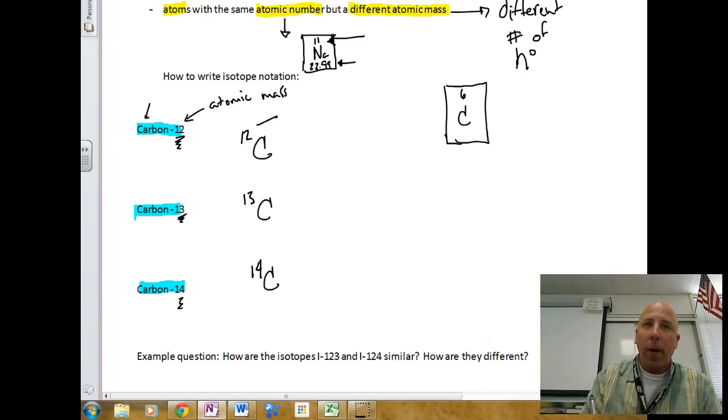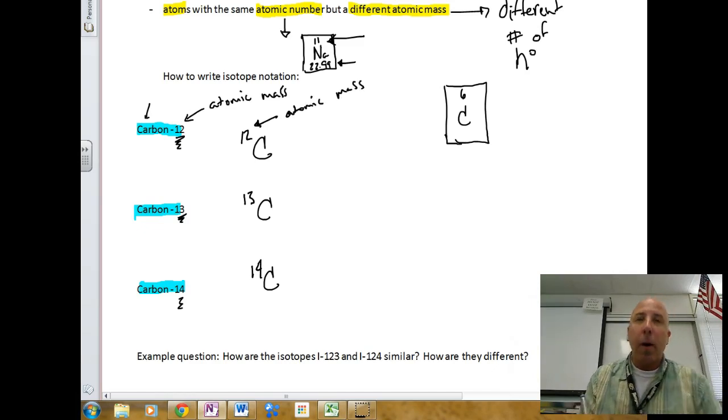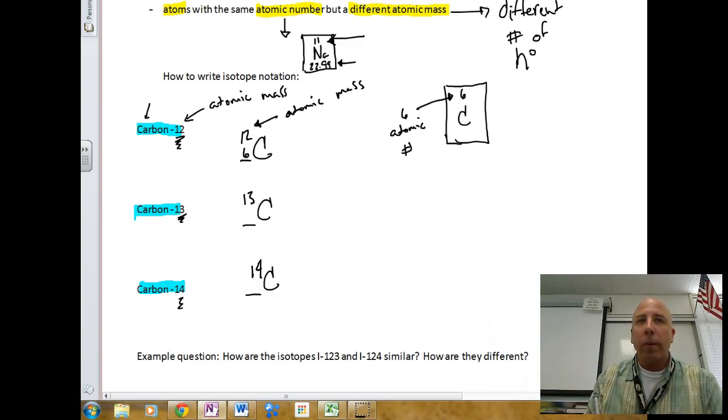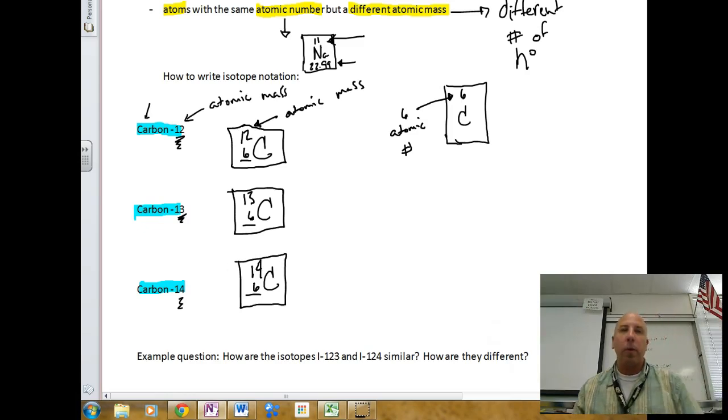So this top number is going to be our atomic mass. Now the bottom number, which we put here, here, and here, is going to be our atomic number. Again, when we look on the periodic table at carbon, the atomic number is 6. So we put a 6 here, a 6 there, and also a 6 there. And that's how we write isotope notation. So this is isotope notation for carbon-12, this is for carbon-13, and this is for carbon-14. We just basically take what it looks like on the periodic table, with the atomic number on top, and flip it over.